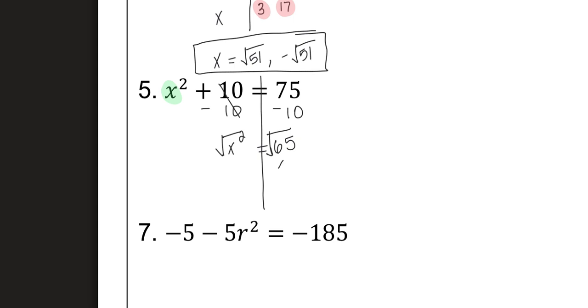So can it be divided by 2? No. Can it be divided by 3? No. So we check 5. 65 divided by 5 is 13. Okay, but then 13 is also prime. So again, these cannot be simplified any further. I do not have any pairs of numbers. So x equals square root of 65 and negative square root of 65.